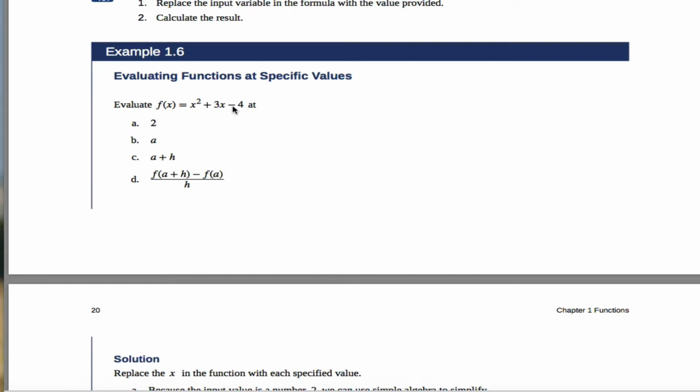They give you a function. This is their machine here. They're saying you put in a number, and what your machine does is it squares that number and then adds to that 3 times whatever your number was and then subtracts 4. So they want you to evaluate this function at these different points.